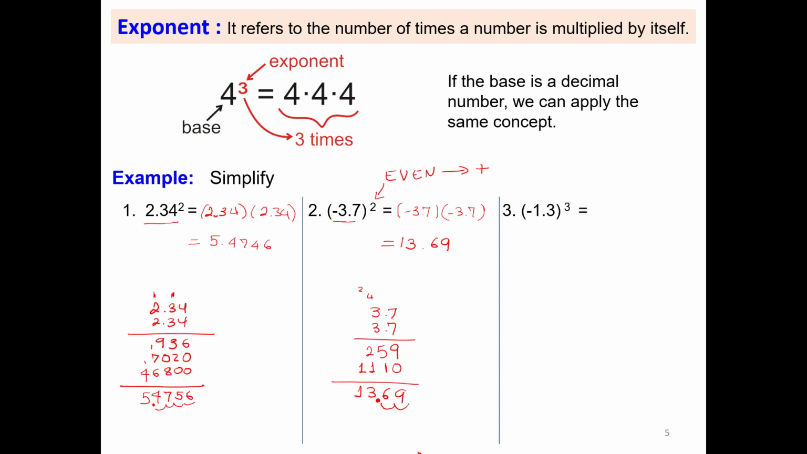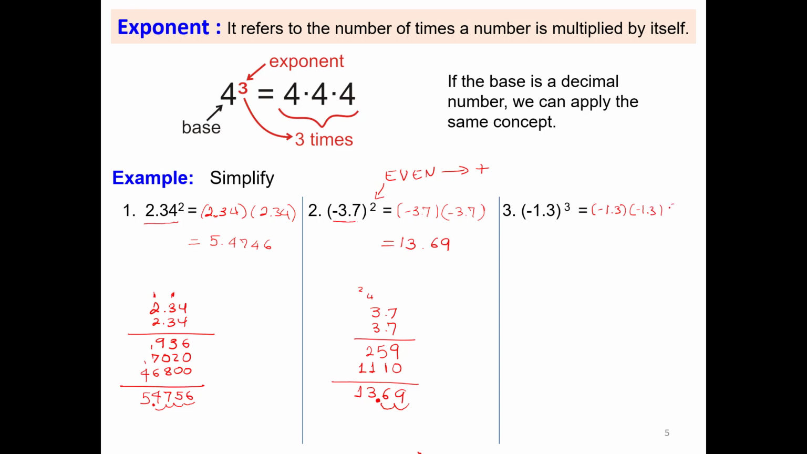Then now let's multiply the last one. And for the last one, in this case, the base is negative 1.3. How many times we need to multiply negative 1.3? 3 times. Yes, this is indicated by the exponent. Then we need to multiply. This is the same thing. This problem we can solve.